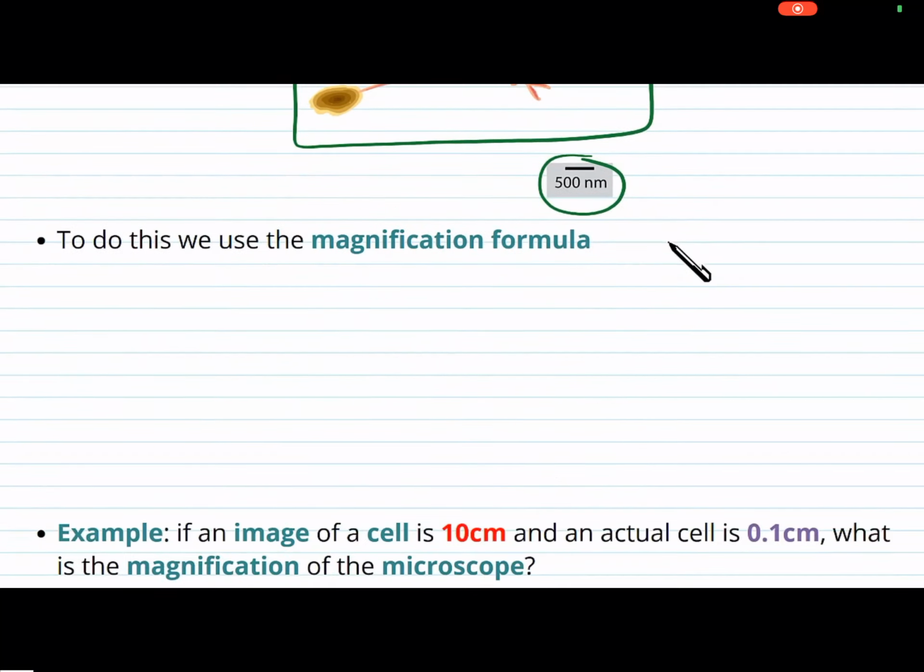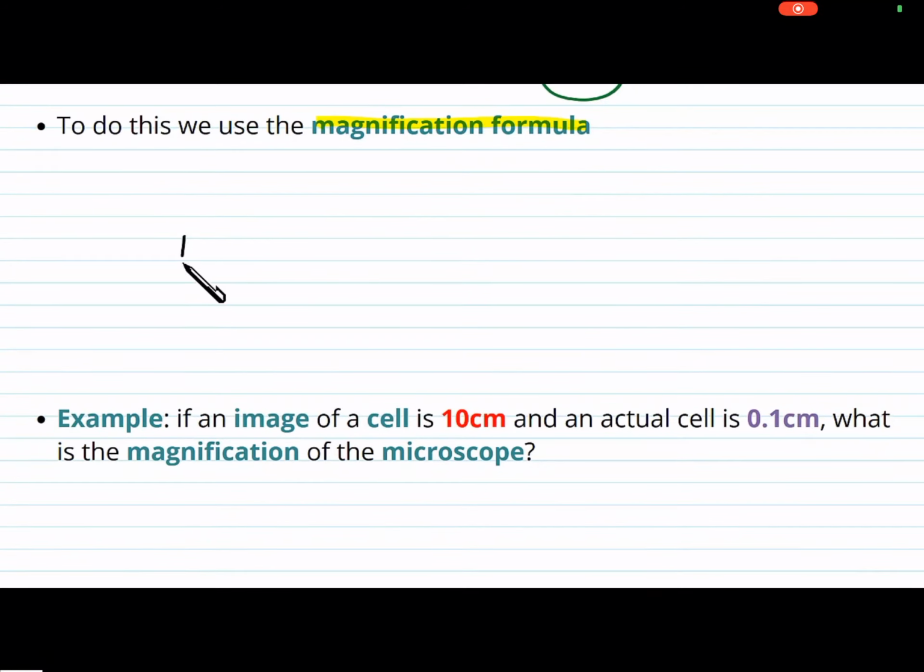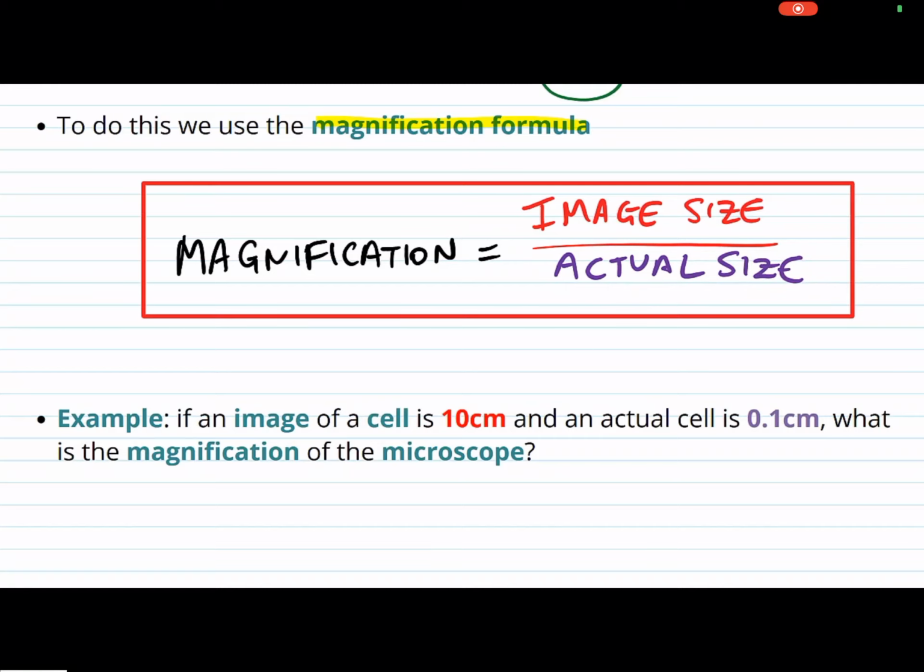So in order to do this, we have to use the magnification formula, and it's really important that you learn this. So magnification, which is how much something has been blown up from real life, is equal to the image size, so the image size of something on the image you can see, divided by the actual size, so the actual size in real life of that object. So this is the equation you need to know, and from this you can calculate either one of these three.